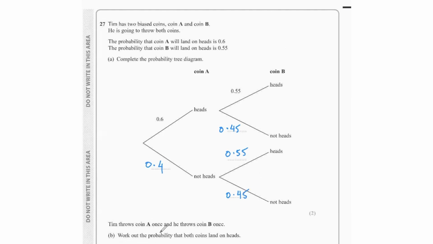Part B says Tim throws coin A once and he throws coin B once. Work out the probability that both coins land on heads. So for both coins to land on heads, this is the rule that we're following. So that's going to be 0.6 times 0.55, which is going to give us 0.33. That's the probability.